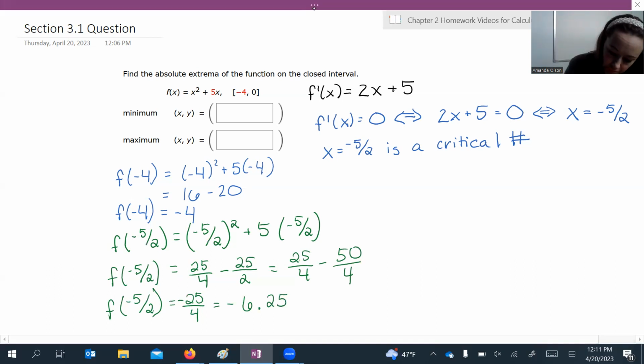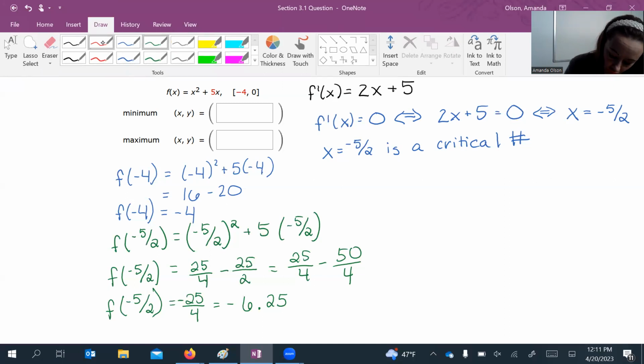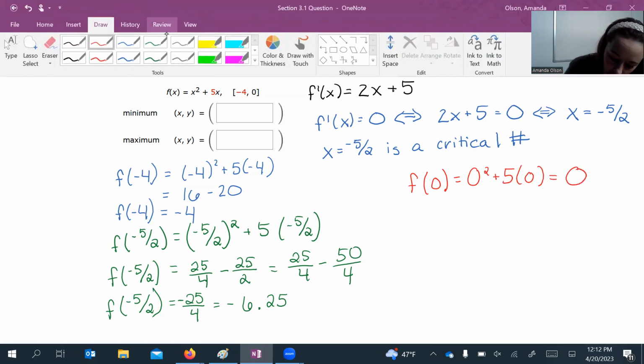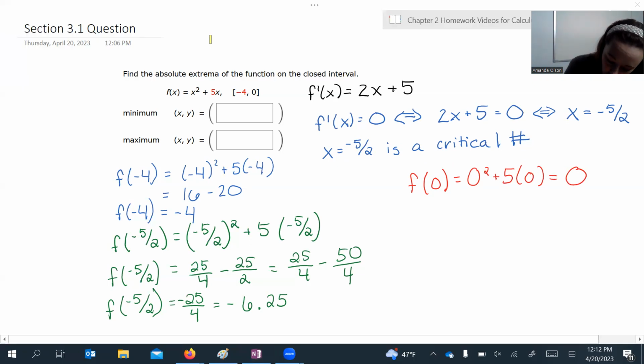And then lastly, we'll look at f of our right endpoint, which is 0. And this is going to be 0 squared plus 5 times 0, which is 0. So we compare all of these. We have y values equal to -4, -6.25, and 0. The largest of these is 0.